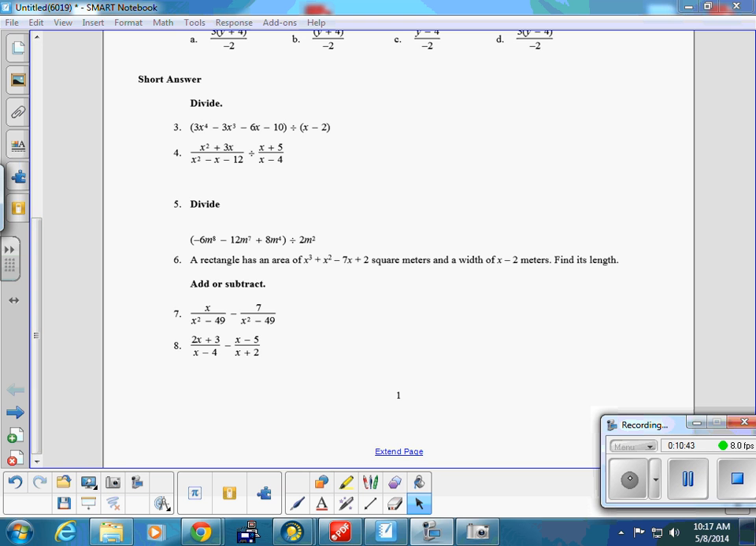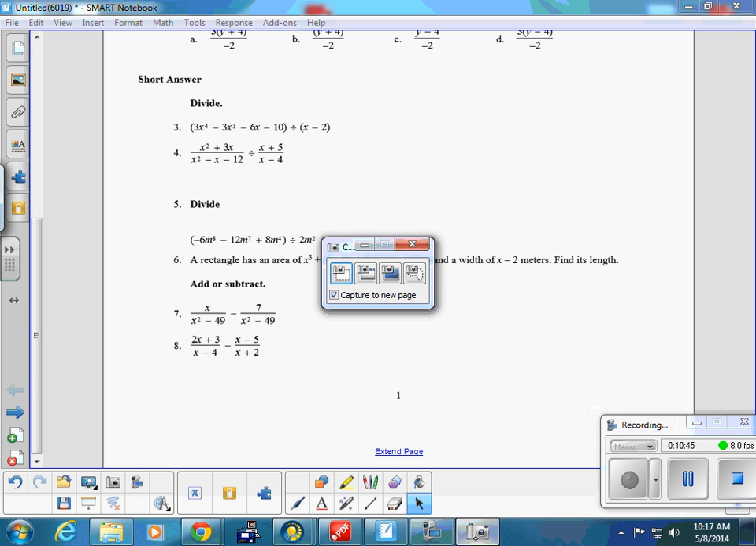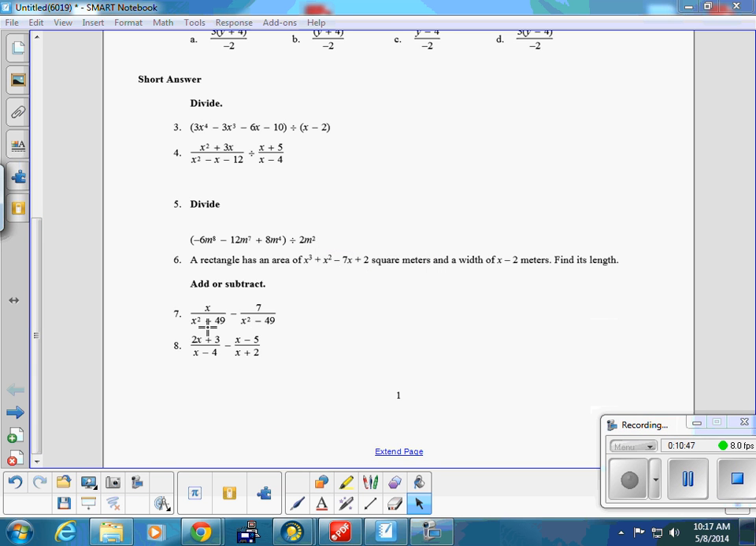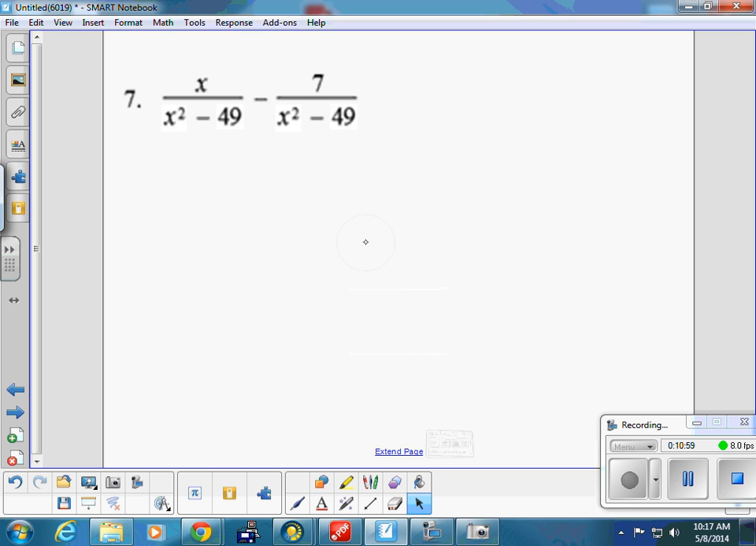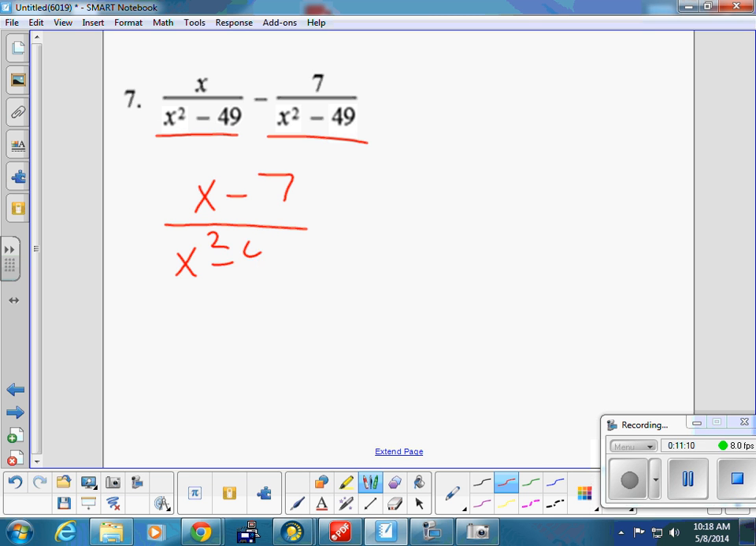Okay, now question number 7. Okay, 7 says add or subtract. So let's look at 7. So I got to remember common denominators. These denominators are common. Okay, so we just need to subtract x minus 7 over x squared minus 49.